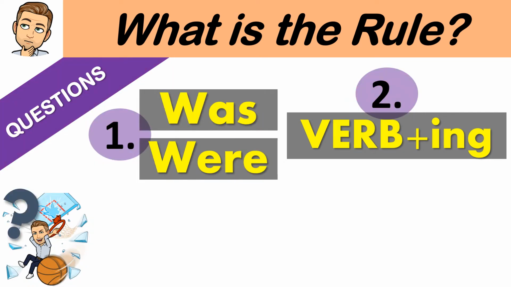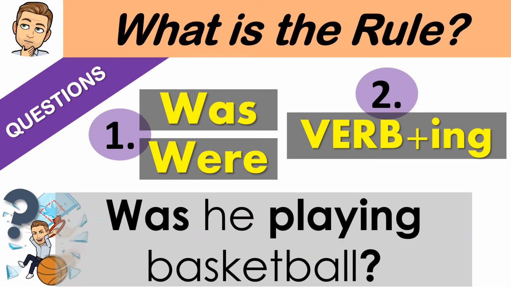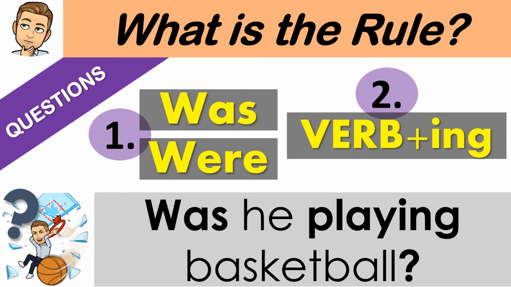And if it's a question, we're going to begin the question with was or were, and then we'll have the subject and then verb ing. So it would look something like this. Was he playing basketball?